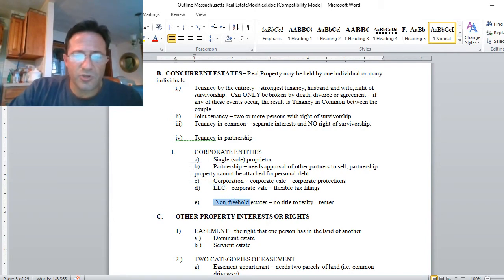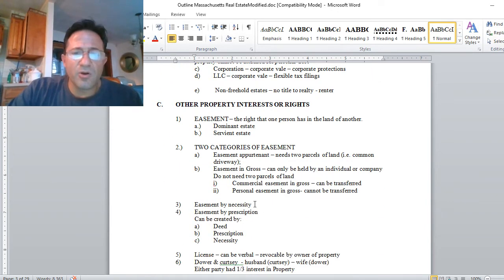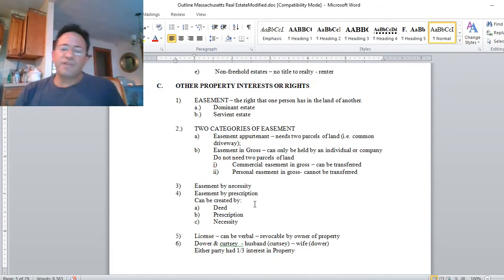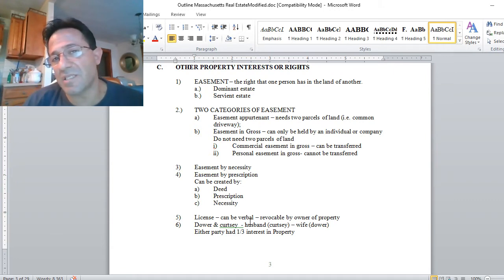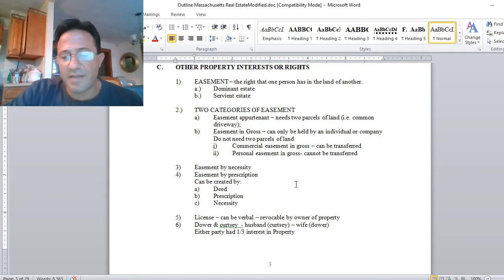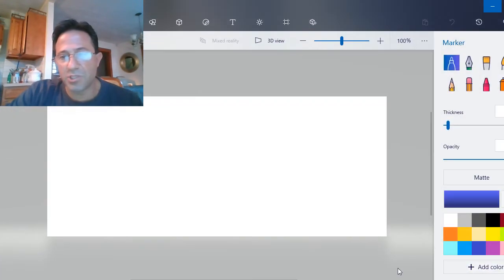And then once again, the book talks about non-freehold estates, which we talked about in the beginning. Now, moving right along, the book is shifting from title to the types of rights people have. Remember what I said at the beginning, there's a difference between title and rights. So the first thing they talk about here is the right to use someone else's land. It's called an easement, and for that, I have opened the paintbrush.